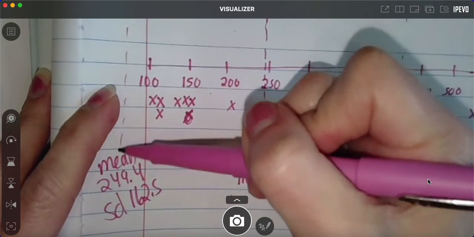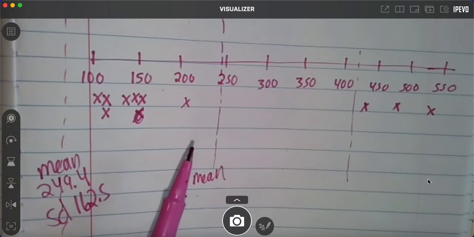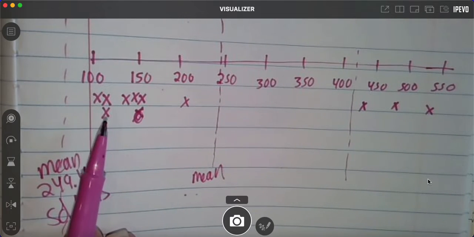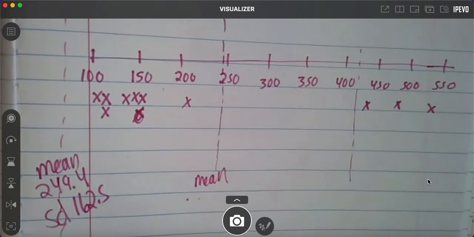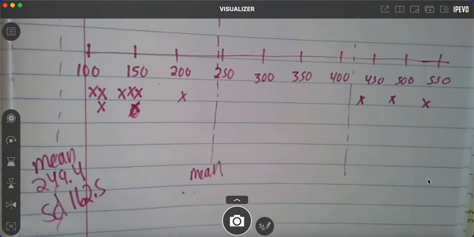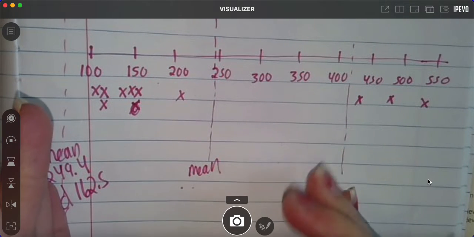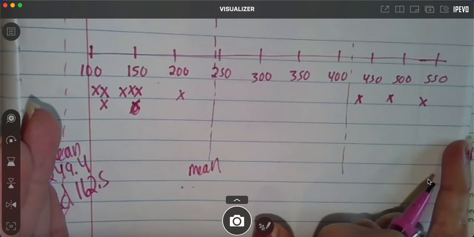That's way over here. So how much of my data fell within that mean? 1, 2, 3, 4, 5, 6, 7. That's what it's asking. 7 items fell within that standard deviation from the mean. Okay? They didn't fall within it.